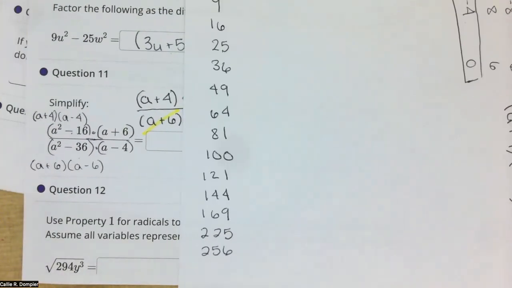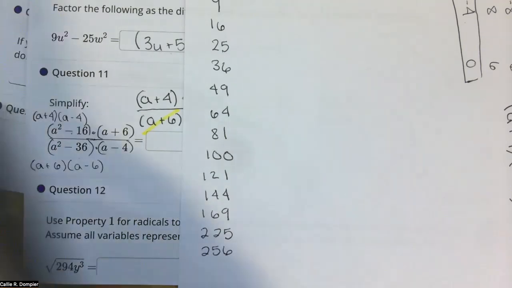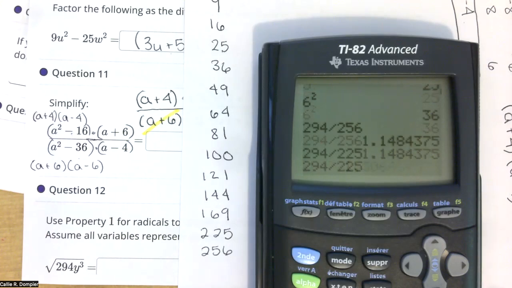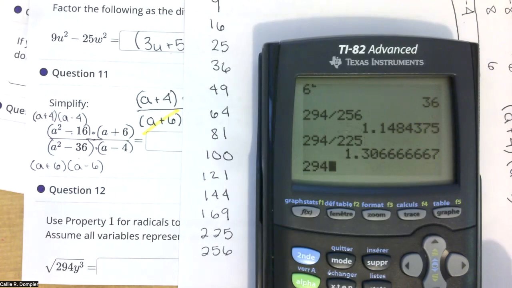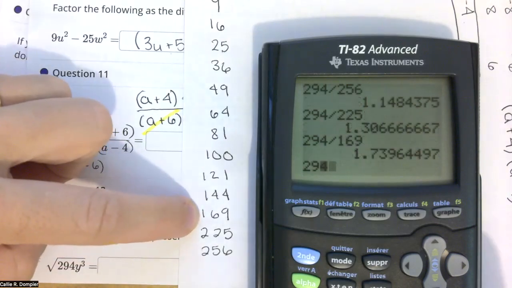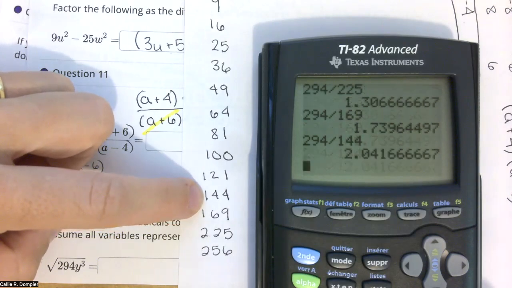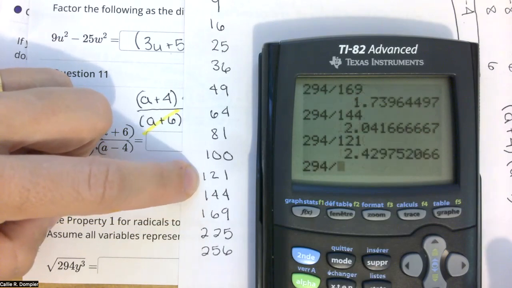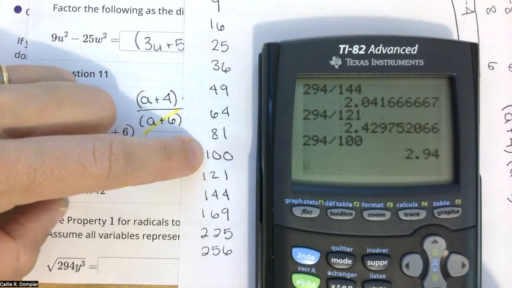So I'm going to take 294 and divide it by each of these numbers, starting with the biggest one until I get a whole number answer, okay? It's a little bit silly to start with 256, but 294 divided by 256 does not give me a whole number. So I'm on 169. I don't think that's going to be a whole number.